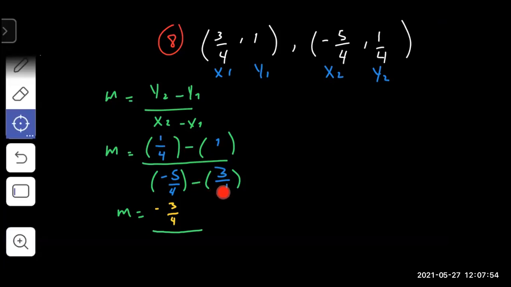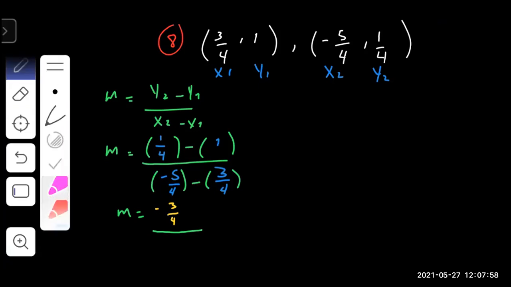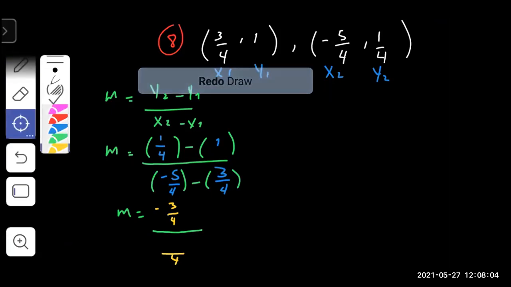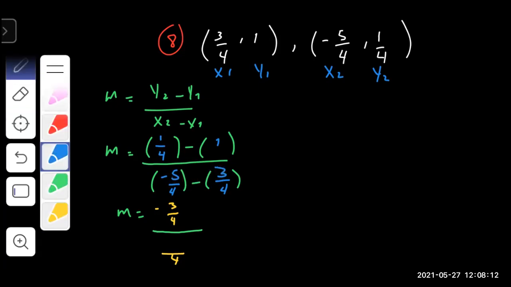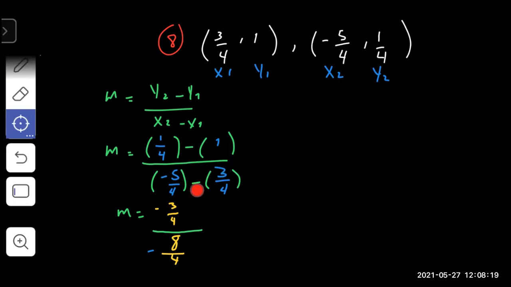Take a look, guys. Here it's easy because we have the same denominator. Yes or no? Yes. We copy that denominator, okay? I copy that denominator 4, and let's add or subtract. -5 minus 3. That is negative what? 8. -8, yes, it's -8. -5 minus 3 is -8, and we just copy the denominator 4 because it's the same.